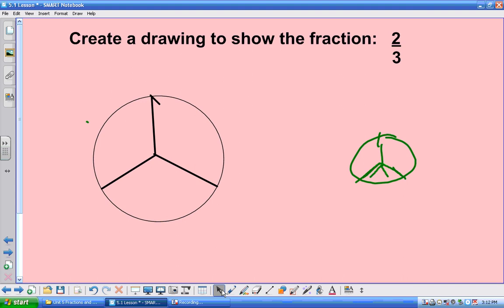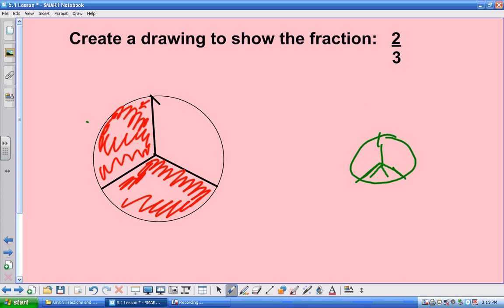And how are you going to continue showing 2 out of the 3? Oh, so she's shading in 1. So how much is shaded in now? 1 out of 3, right? And now she's got 2 out of 3. The last one now. Good job. What are you doing now? All right, 2 out of 3. Good job. Good job.